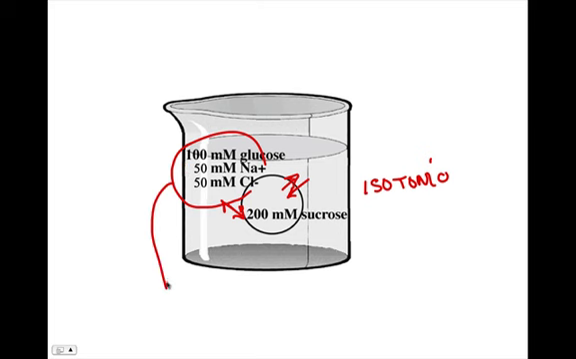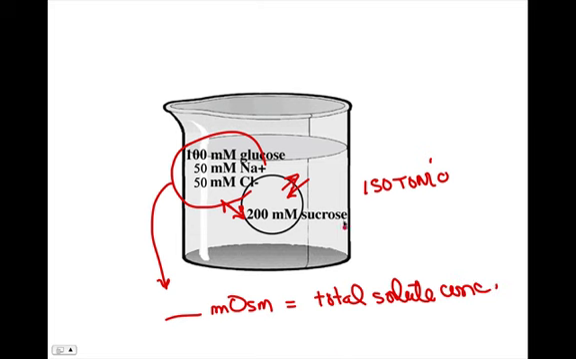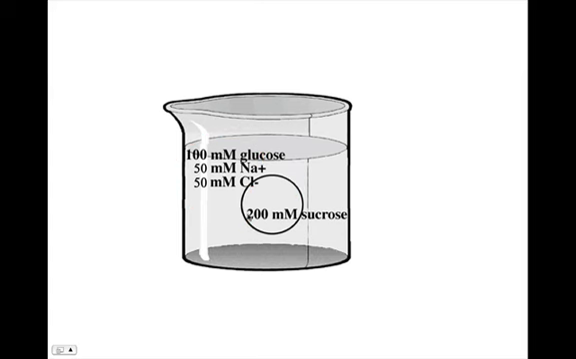The rule of just adding things up gives a value, and lots of times scientists will call that milliosmolar, because it's a concentration not of any one substance, but of the total solute concentration. And so in this case, 200 millimolar on the inside, 200 millimolar on the outside, isotonic.